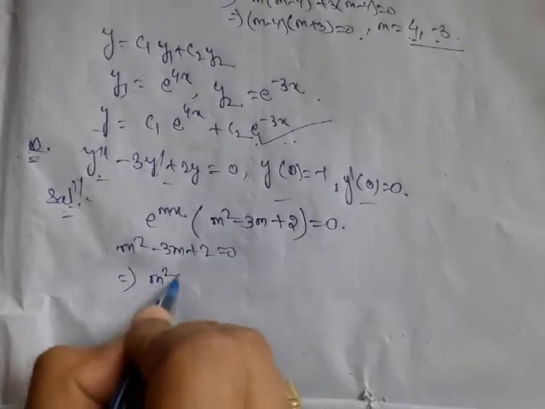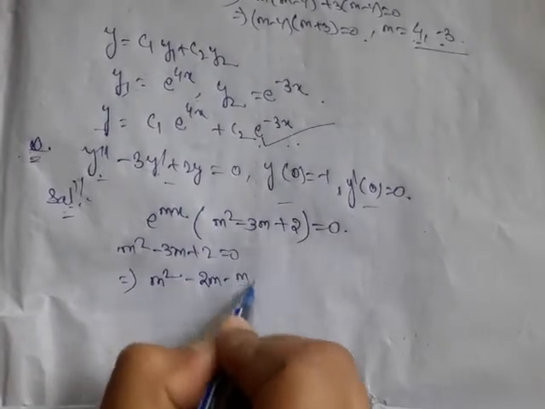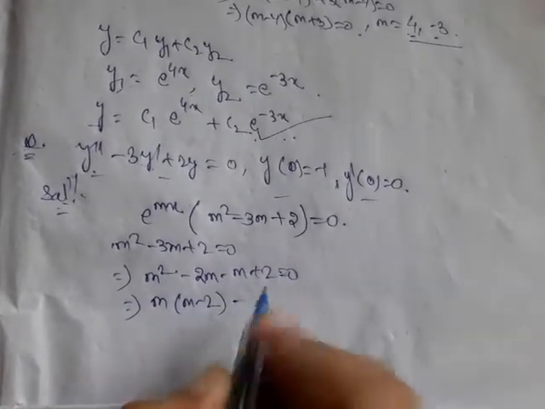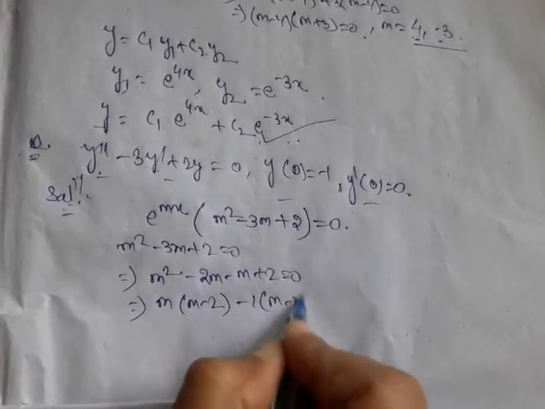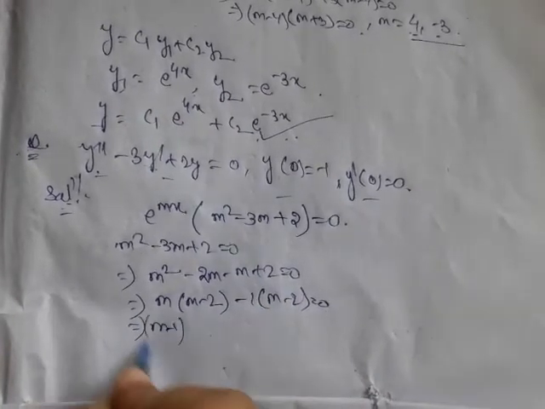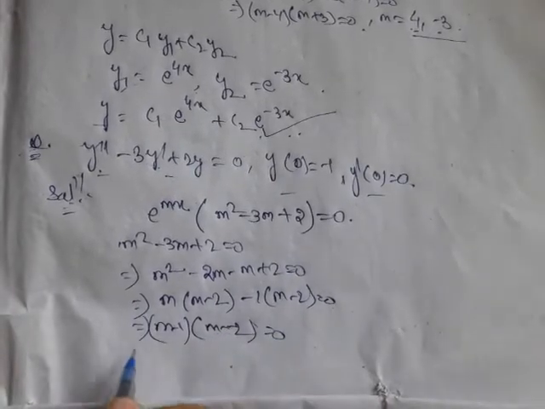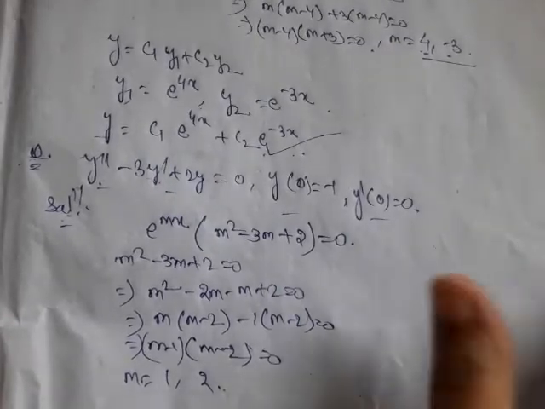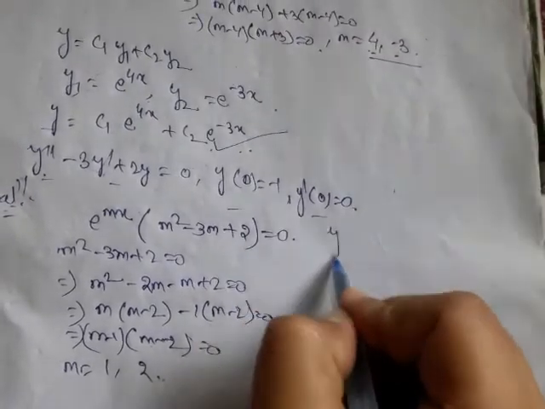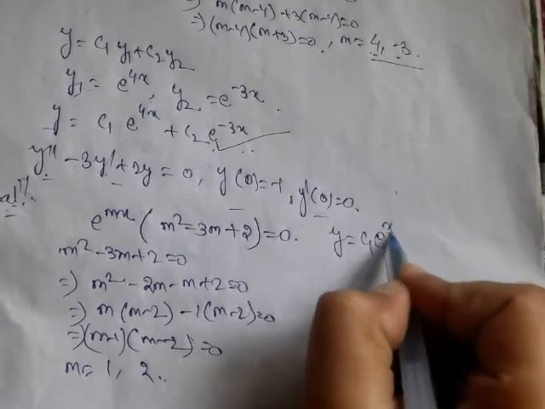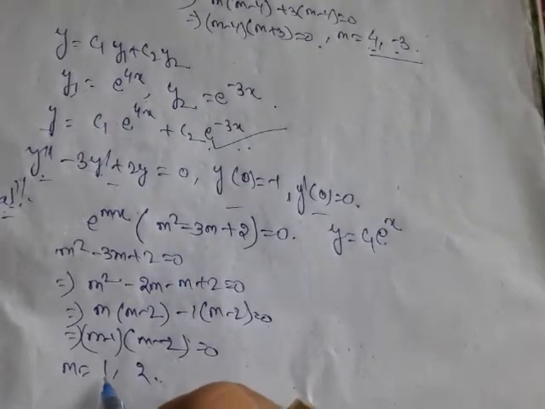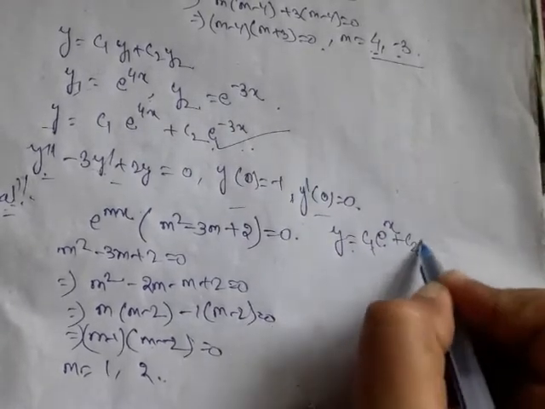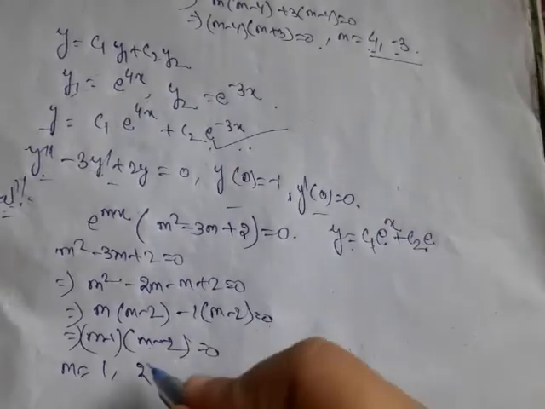The equation is m square minus 2m minus m plus 2 equals 0. Then take common m minus 2: m minus 1 times m minus 2 equals 0. So the roots are m equals 1 and 2. This is also real and distinct, so our general solution is y equals c1 e to the power x, since m1 is 1, plus c2 e to the power m2x, where m2 is 2.